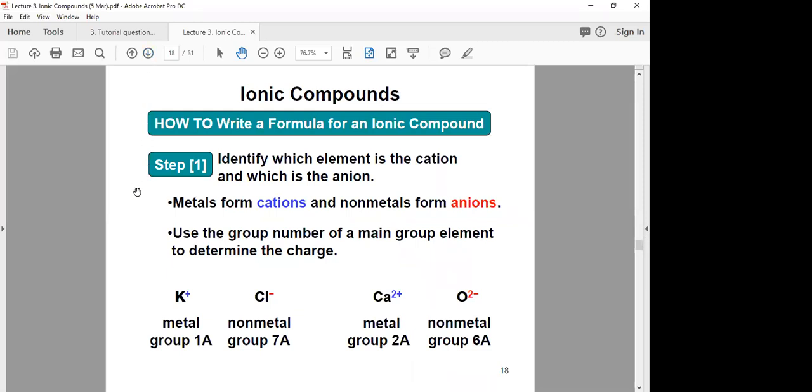All right, so let's now look at this a little bit more, how to write a formula for an ionic compound. Step 1, identify which element is the cation and which is the anion. Remember, the metals will form cations, non-metals form anions. Use the group number of a main group element to determine the charge on the cation or the anion. So potassium, it's a metal, group 1A, so it forms a single positive charge. Chlorine is a non-metal found in group 7A. It forms a single negative charge.